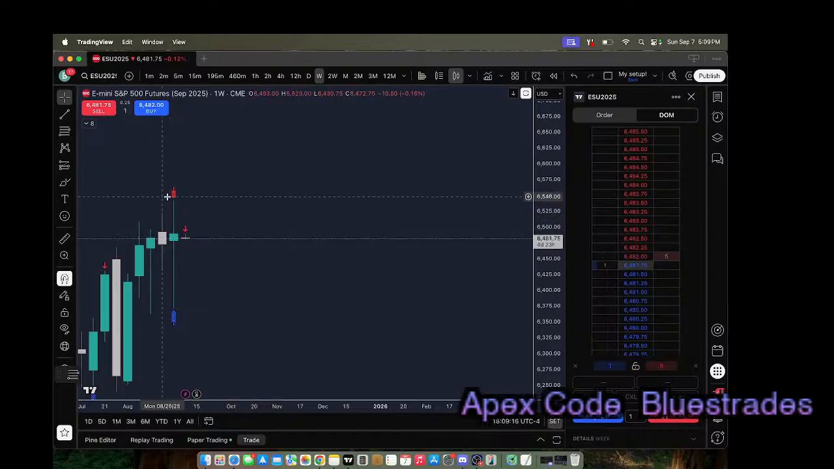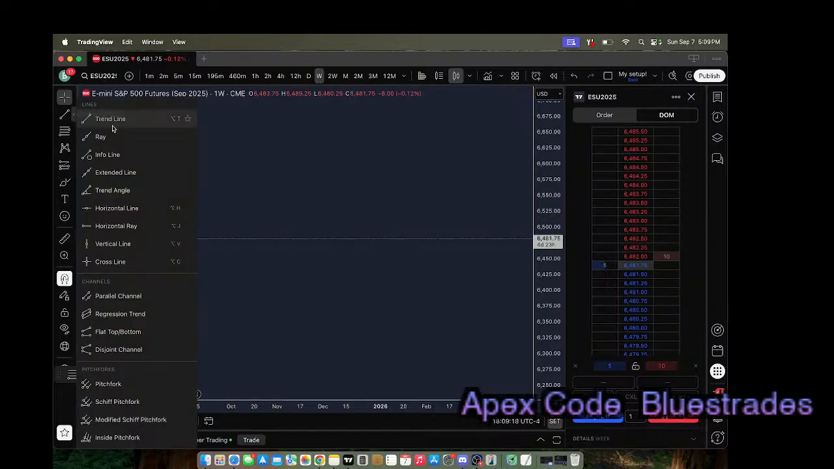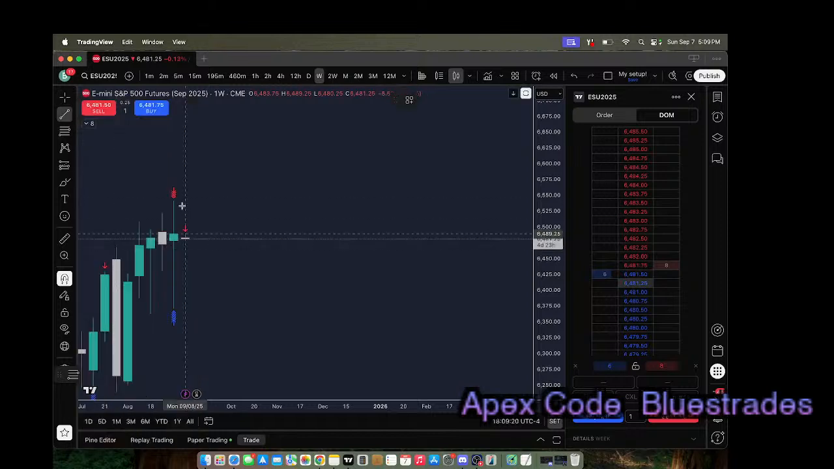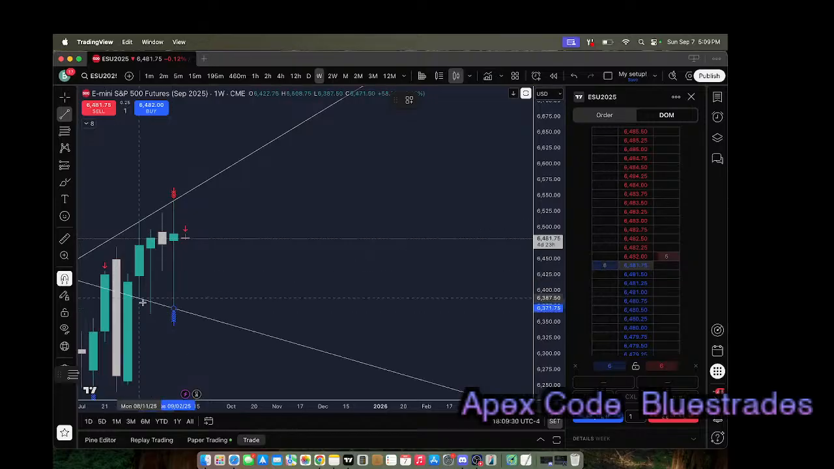But yeah, so probably created a TTO there, at the top. So there's your kind of tight broadening formation down here at the bottom. But yeah, so definitely in the broadening formation here. But yeah, I would assume more than likely we're just gonna have an inside week here.